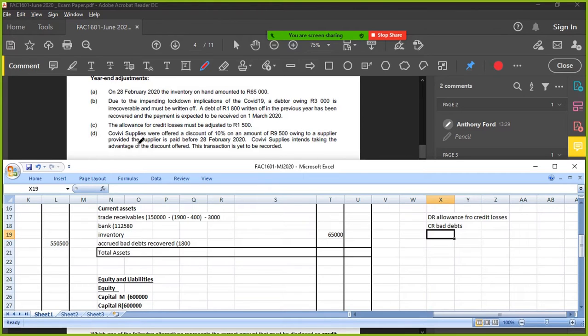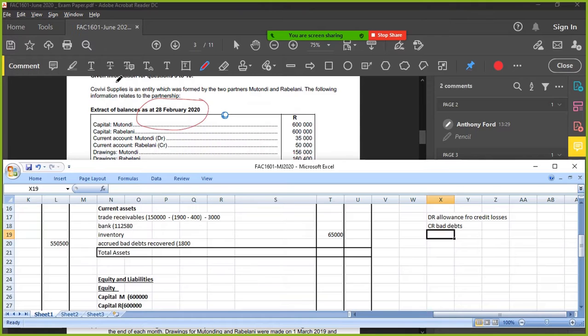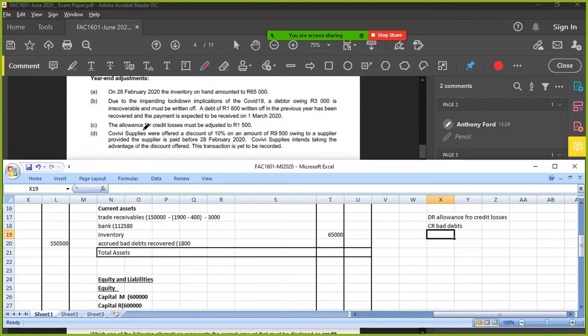Okay. C Supplies was offered a discount of 10% on an amount of 9.5 owing to a supplier, provided the supplier is paid before the 28th of Feb. C Supplies intends taking advantage of the discount. The transaction is yet to be recorded. So C Supplies is obviously our business. Our business is providing for a discount that hasn't taken place yet.